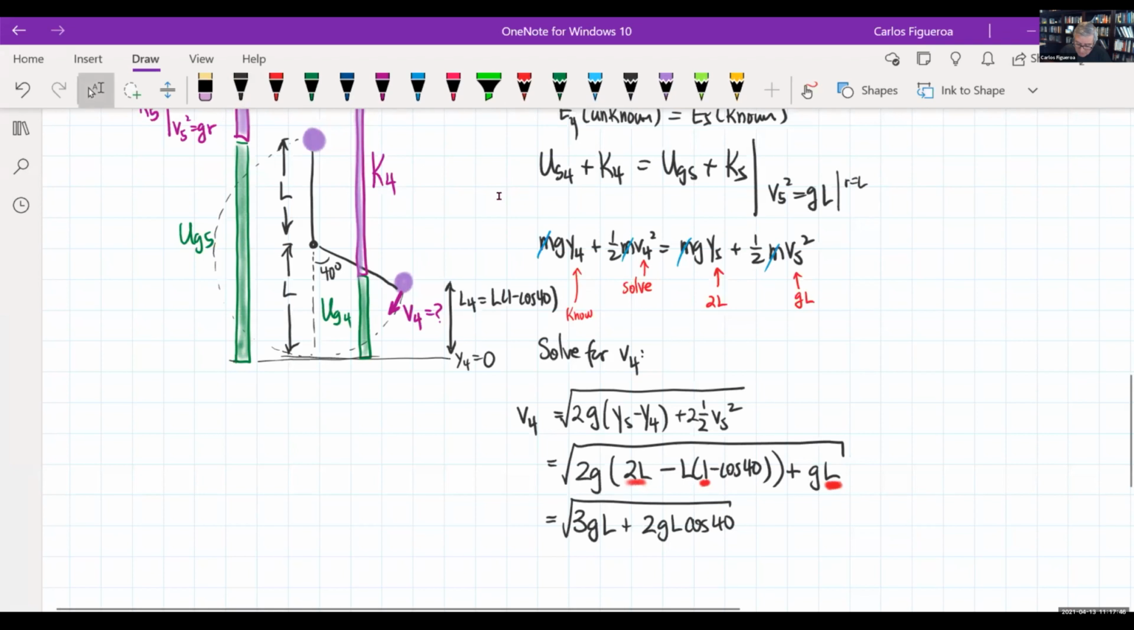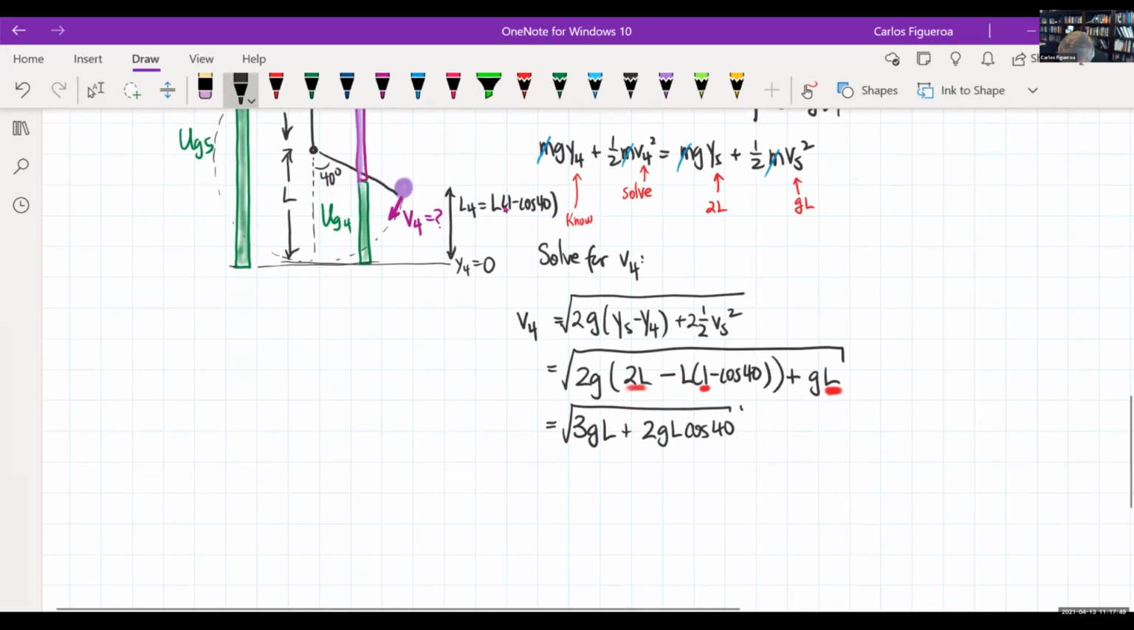So the only thing that's different here is that we know that the length is 1.25 meters. And so if I punch that number in, we get a value of 7.45 meters per second. And this guy is the speed at, excuse me, that is not V5, that is V4. That is the speed required of the ball initially to make it all the way to the top like that.